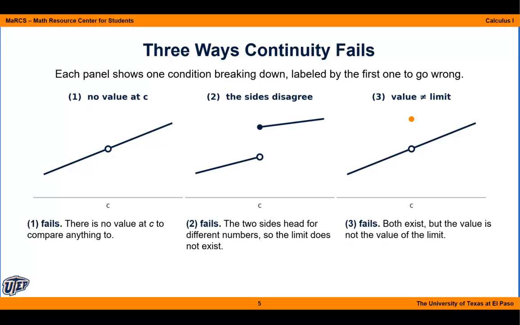Each picture breaks continuity in a different way, and each failure suggests a different question. Is there a value at the point? Does the limit exist? And do those values agree?